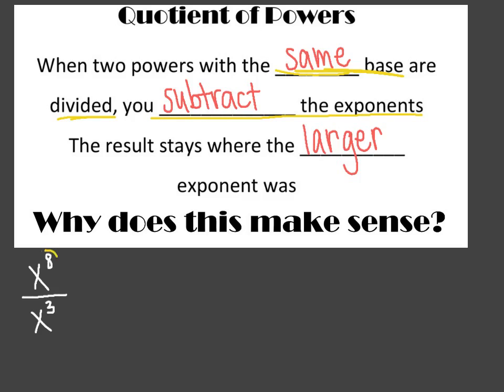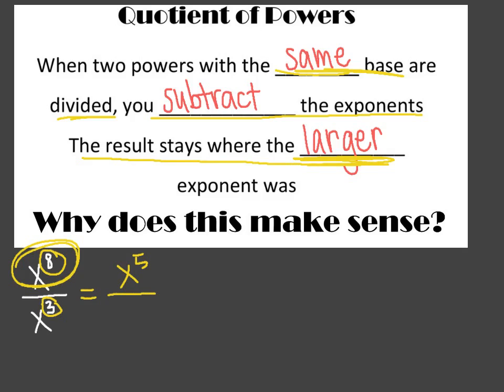So let's look at my exponents. I have an 8, I have a 3. If I subtract those, that makes 5. But now we have this big question. Am I going to write x to the power 5 on the top, or am I going to write that on the bottom of my fraction? Well, the rule tells me the result stays where the larger exponent was. So where was my larger exponent? It was on the top of my fraction. So I am going to go ahead and write x to the power 5 on the top of my fraction. But now it's going to go on the bottom. Well, I don't have anything to write on the bottom, so I just put the number 1 there.